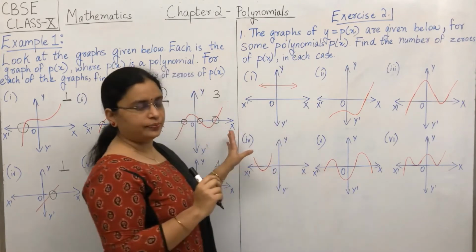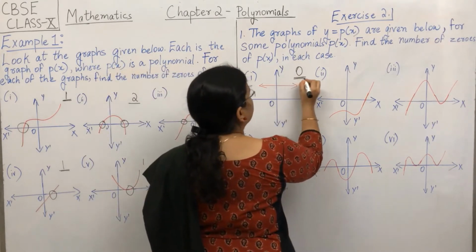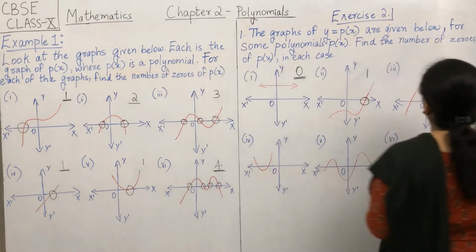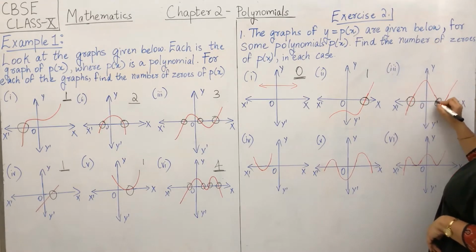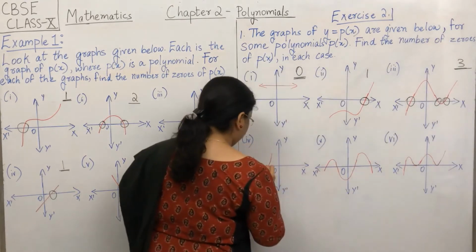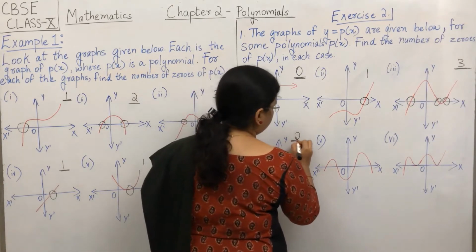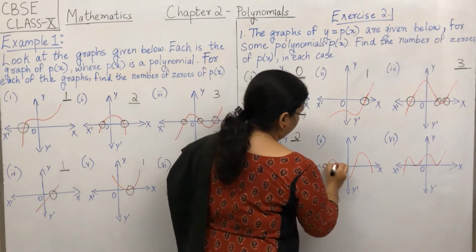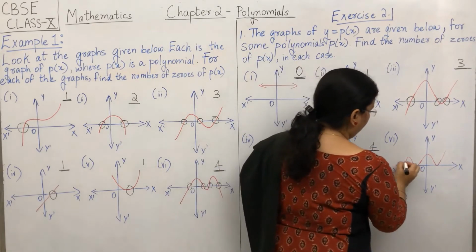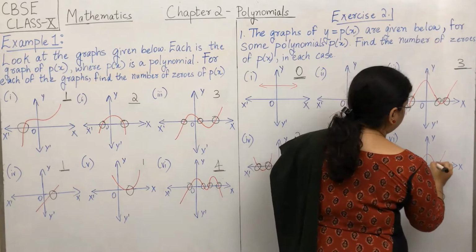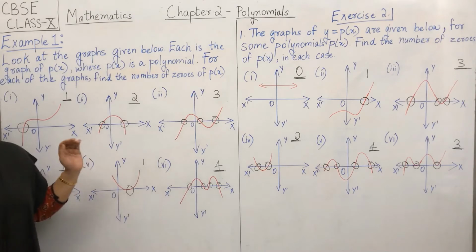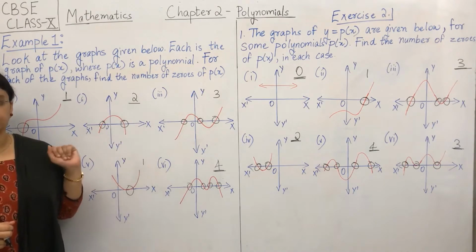Here no zero, right? Here no zero. Here 1 zero. Here 1, 2, 3, 3 zeros. Here 1, 2, 2 zeros. Here 1, 2, 3, 4, 4 zeros. Here 1, 2, 3, 3 zeros. So by just looking at the graphs, we can find the number of zeros, right?